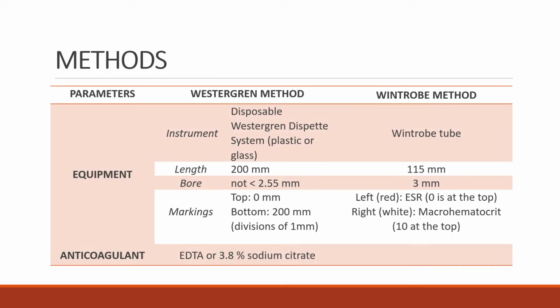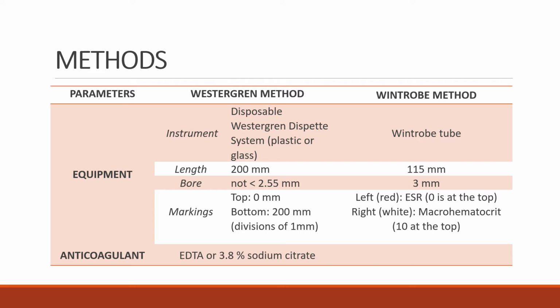Now let's try to differentiate between the two methods of ESR, which are the Westergren and Winthrop methods. Let's differentiate them according to the following parameters: equipment, anticoagulant, the method used in performing the procedure, the time, and the reference ranges or the normal values, which you will see in the succeeding slides. In this particular table, let's look at the equipment and anticoagulant used for both methods.